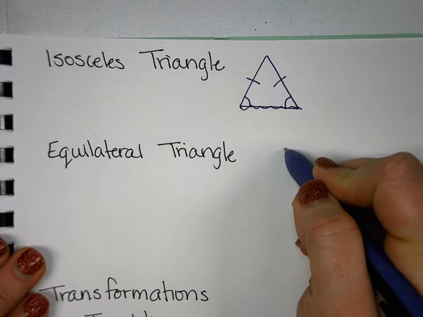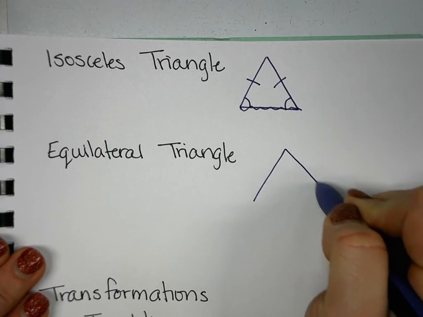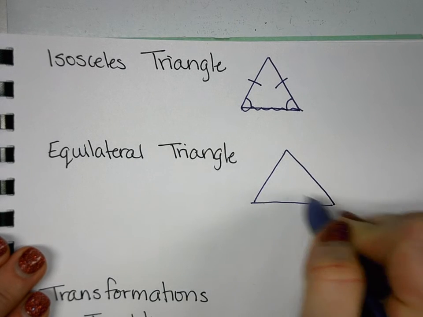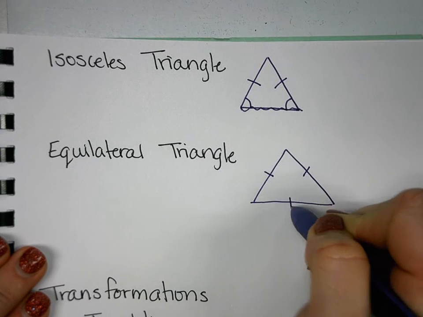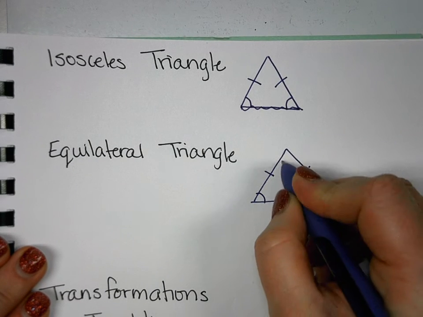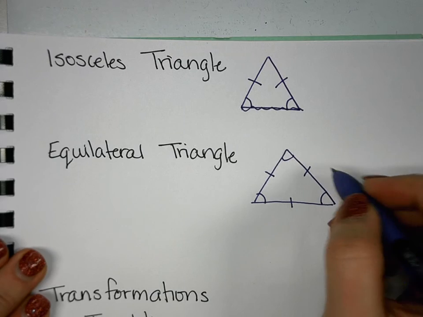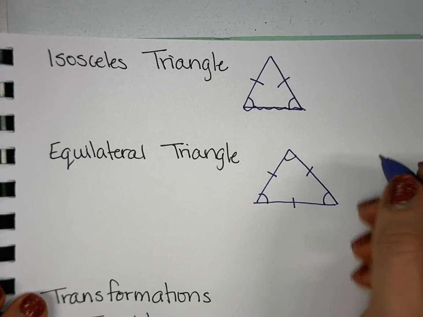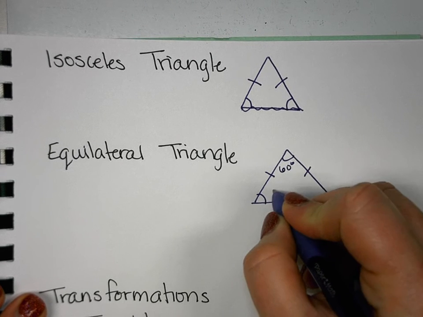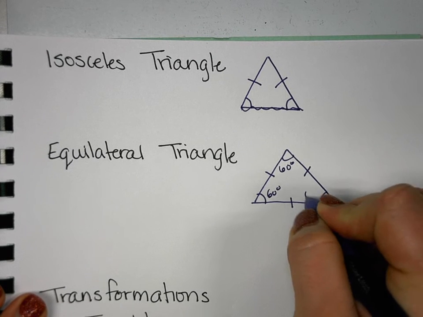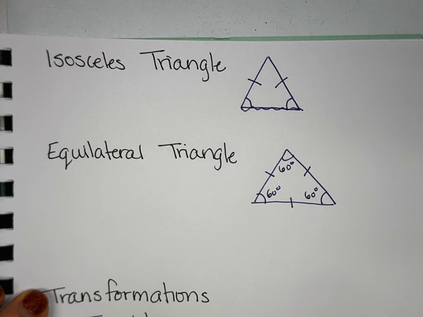What about an equilateral triangle? All sides are congruent. What else? All angles are congruent. And what do each of those angles measure? They each measure 60 degrees, because what's the sum of the interior angles of a triangle? 180.